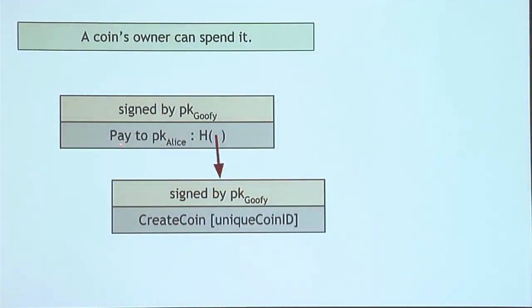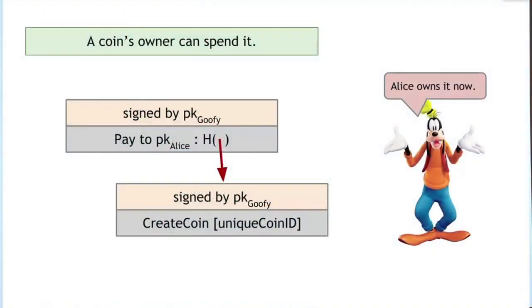And then we're going to create a statement. Goofy's going to make a statement that says, pay this to Alice. Alice is being named by a public key here. Pay to public key Alice the coin that's represented by this hash pointer. And this is also signed by Goofy. Now, Goofy is the one who owned that coin, and so Goofy has to sign any transaction that spends the coin. And once this has happened, now Alice owns the coin.